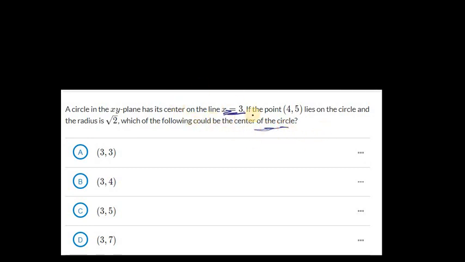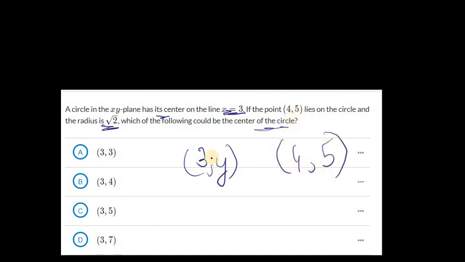This isn't even a lot related to circle equations, but the concept is pretty much the same. We know the x coordinate of the center because it lies on the line x equals 3. So let me call the center (3, y), where y is the y coordinate of the center of the circle, which we need to find. The other point is (4, 5), which is on the circle. So it's pretty obvious that the distance between these two points should be equal to the radius of the circle, which is square root 2.